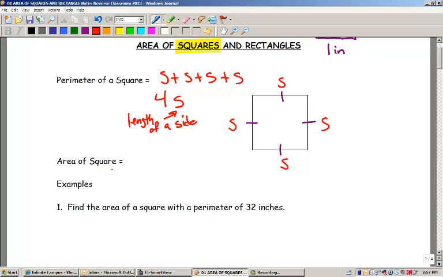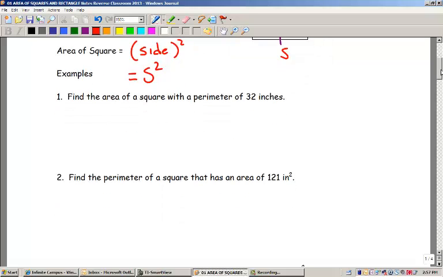Now, if I was going to find the area of the square, what I would do is take the length of one of the sides and square it. So we can say the formula for the area is going to be side squared. So we're going to go through some examples to use these formulas to help us solve some problems. The first thing we're going to do is ask yourself two questions: what is given and what do we need to solve for?